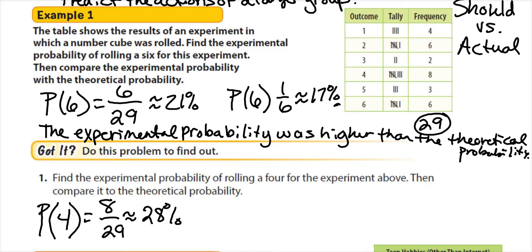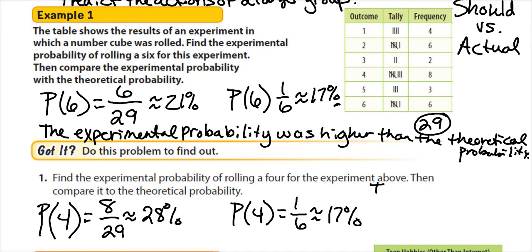And then a 4 over here would only be 1 out of 6 times, which is 17%. All right, so again, what we found was in the experiment, it happened more times than what it should have. So it's the same answer as the last time. So let's see them right over here.